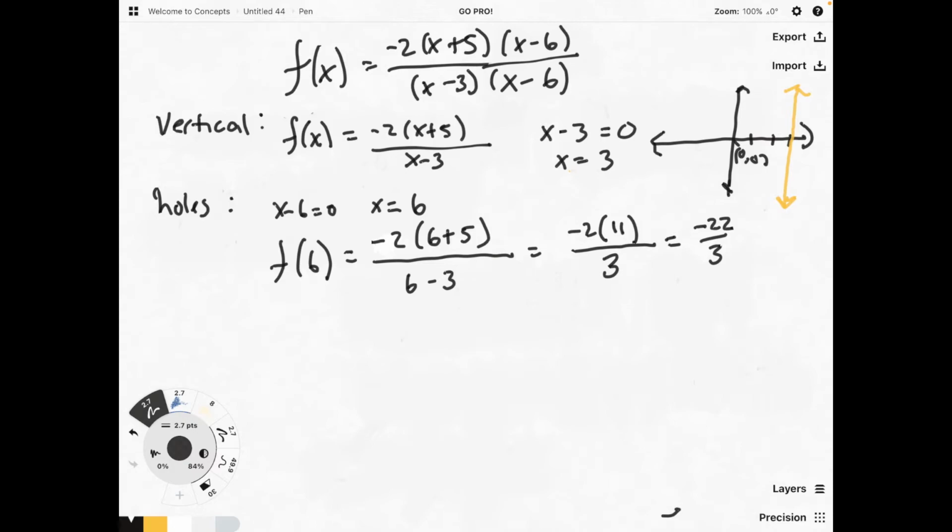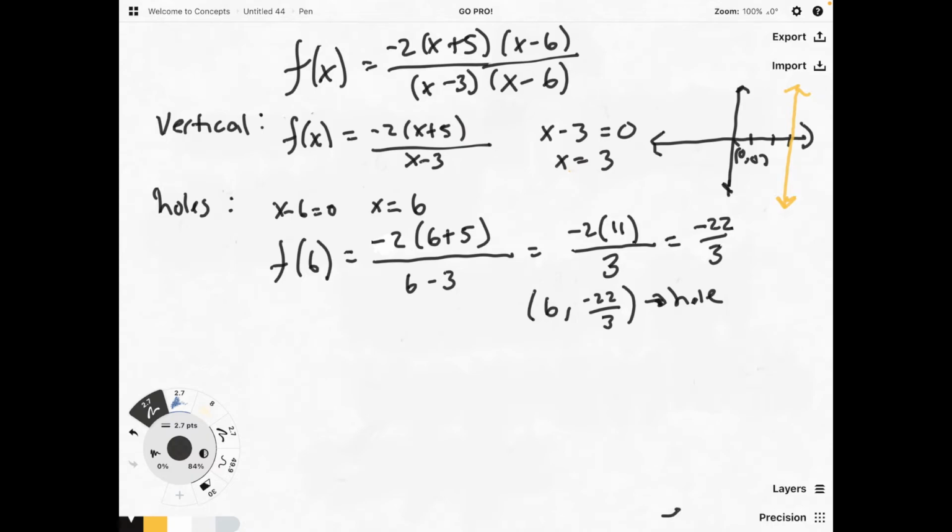This tells us that at the point 6, negative 22 over 3, we're going to have a hole, because at 6, negative 22 over 3, this function f of x is undefined there.